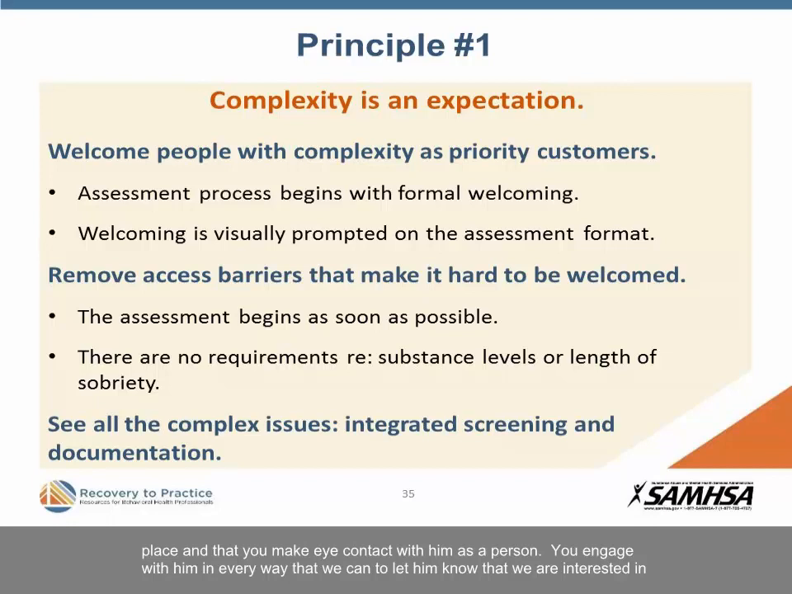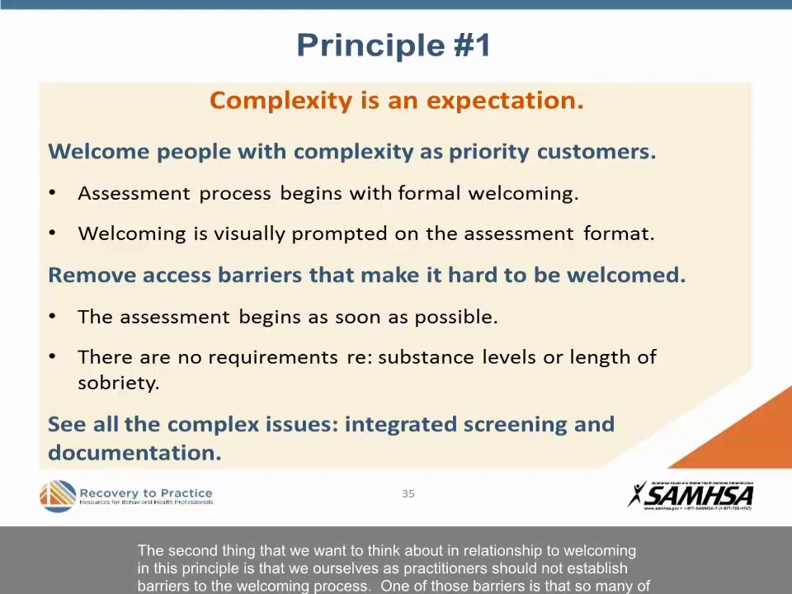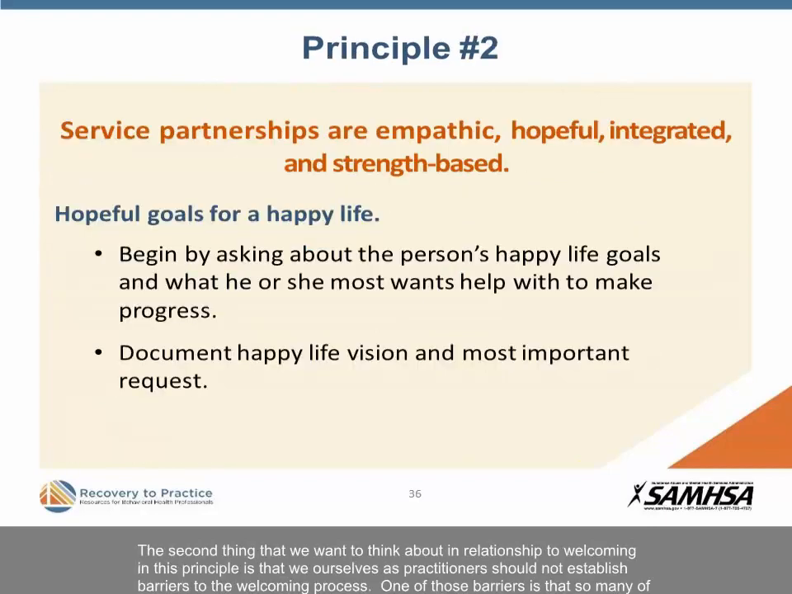We engage with him in every way that we can to let him know that we're interested in helping him with all of his issues to make progress in relationship to his goals. The second thing that we want to think about in relationship to welcoming in this principle is that we ourselves as practitioners should not establish barriers to the welcoming process.